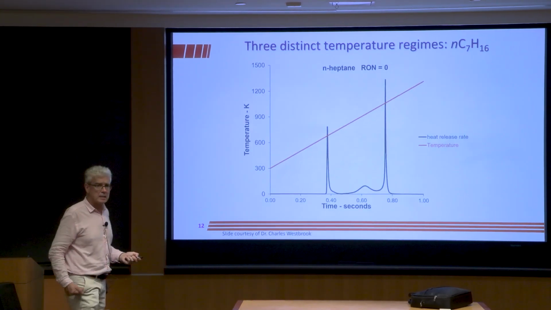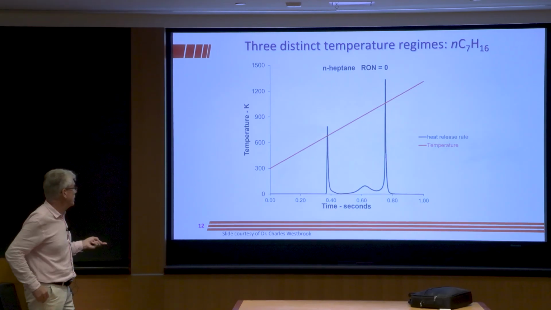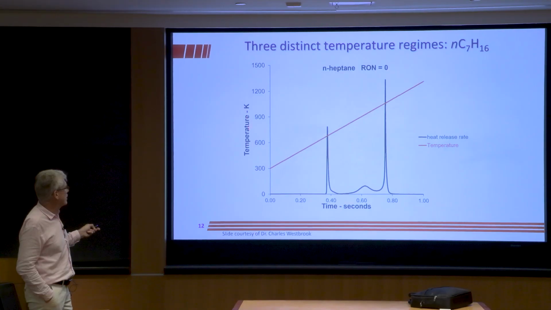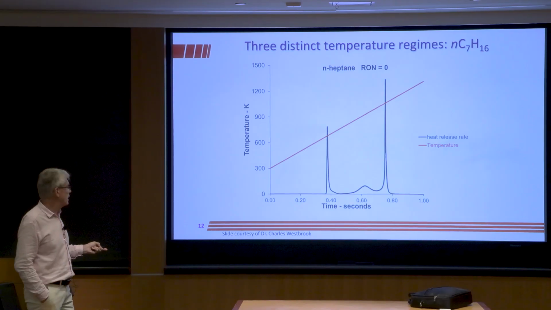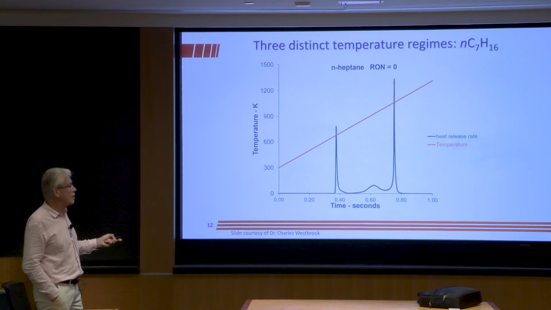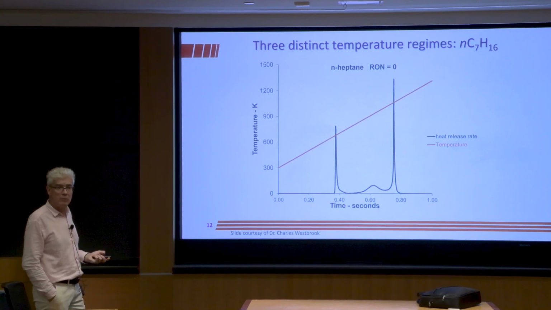And then this is a slide that Charlie Westbrook kindly shared with me. If you do a calculation for N-heptane, this is, I think, a jet stirred reactor simulation. If you plot heat release rate as a function of time and temperature, you have temperature on the y-axis here, and here's time. This is just looking at the heat release rate. You get this spike, then this rather broad, but low intensity emission, and then you get this strong emission again. This is the heat release.